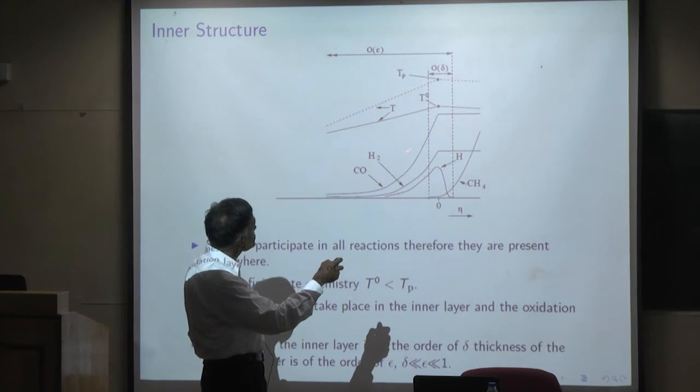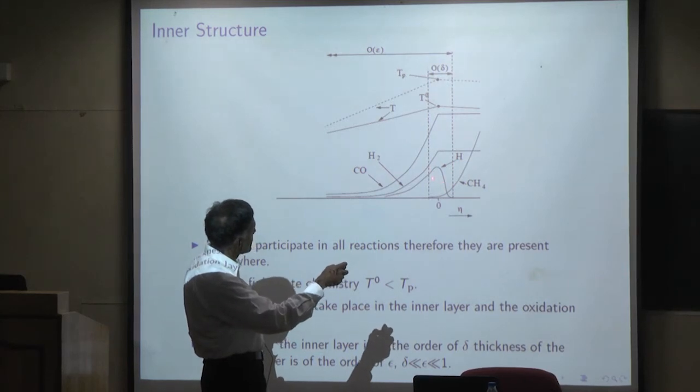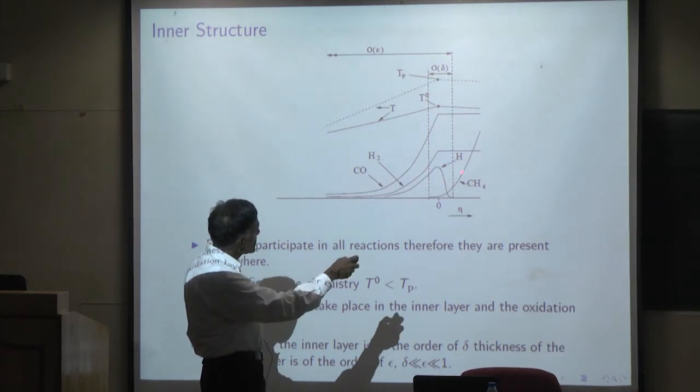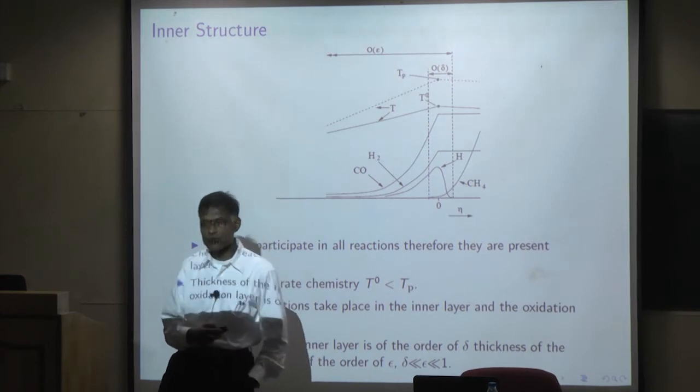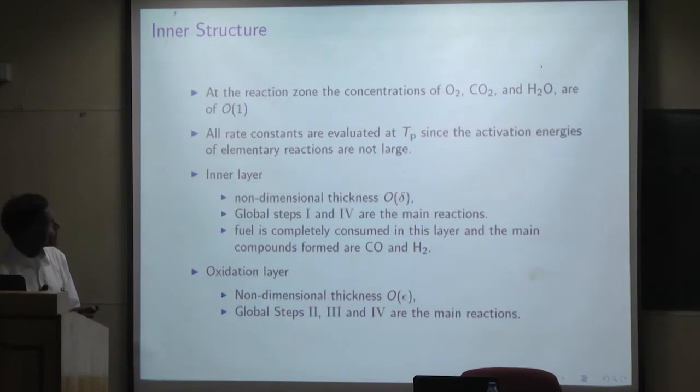One can neglect the changes of H2 and CO in this layer. So in this layer only H and CH4 change, all right? And in this layer CH4 is 0. There's no CH4 there as well. So the rest is again all details.